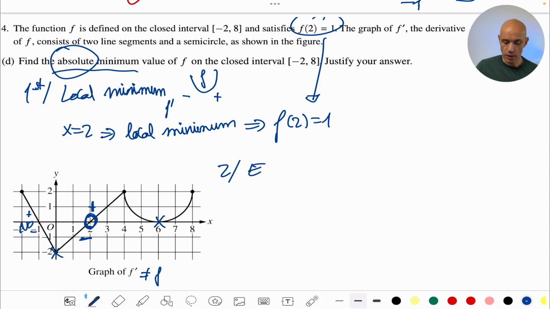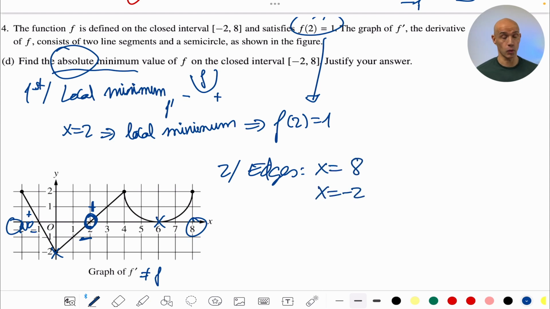The next thing is the edges. What are the edges here? So 8 and minus 2. So x equals 8 and x equals minus 2. Then always look for something that tells you, without doing a lot of work, what's going to happen. So look at x equals 8. What happens here? They will always help us a little bit.